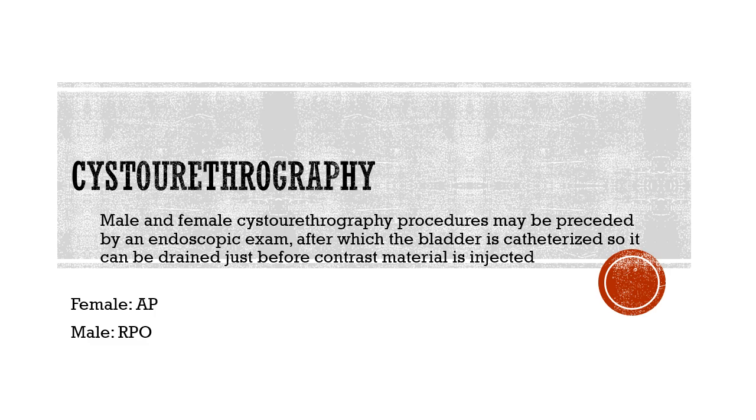Cystourethrography can be performed on both males and females, and many times this is preceded by an endoscopic exam, after which the bladder is catheterized so it can be drained before the contrast is injected. We're only going to have two projections. For the female, we perform the AP projection, and for the male, it's going to be an RPO.